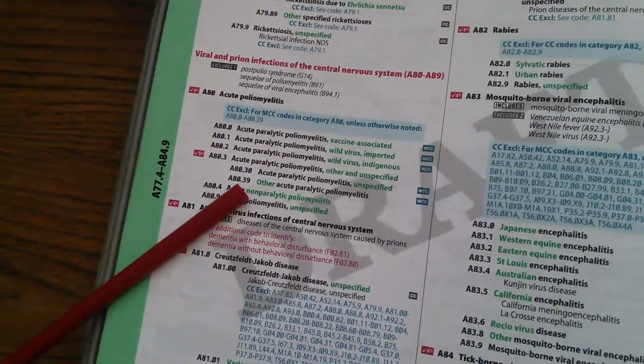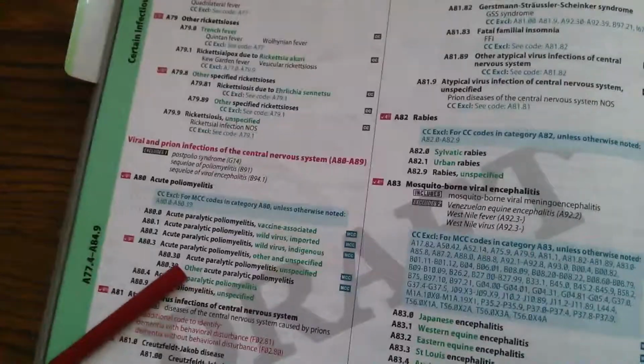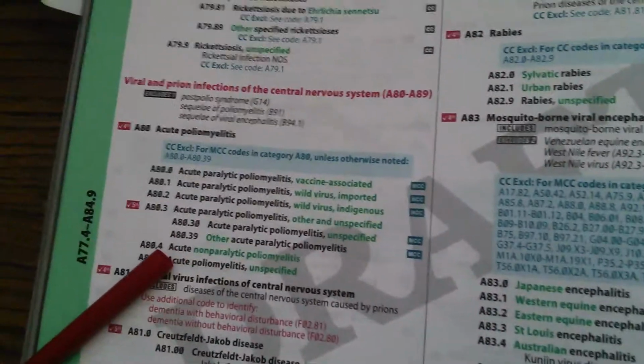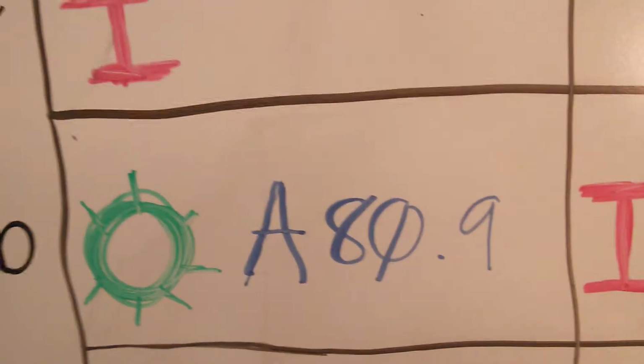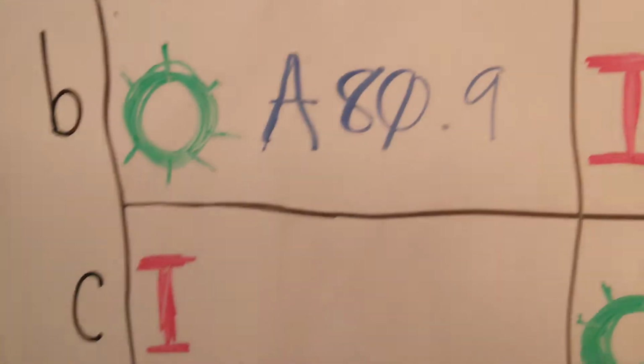So the only choice is unspecified, because it says poliomyelitis unspecified, which means they don't give us more information. So that must be our code, the last one, which is A80.9. So we go here, and it's that code, A80.9, right? Now the last step is that we're going to check with the book and see if that's our answer.